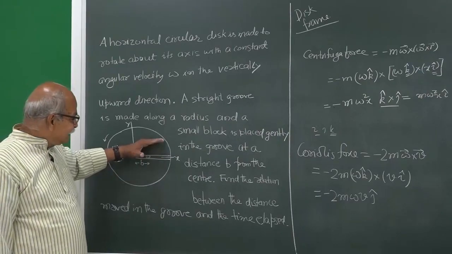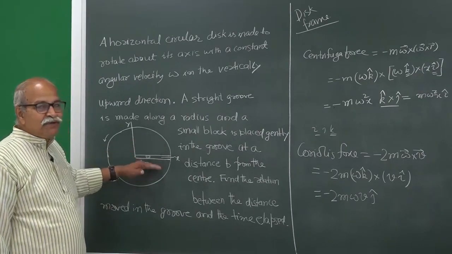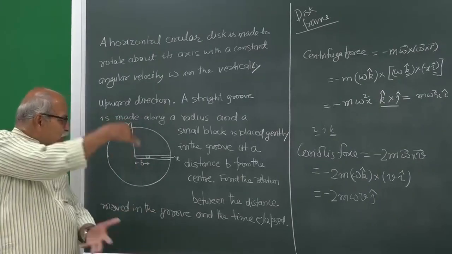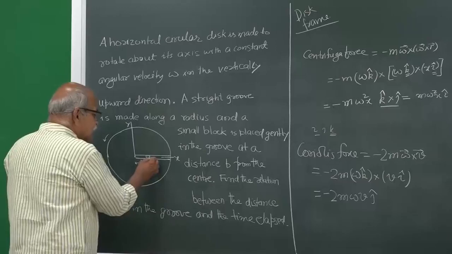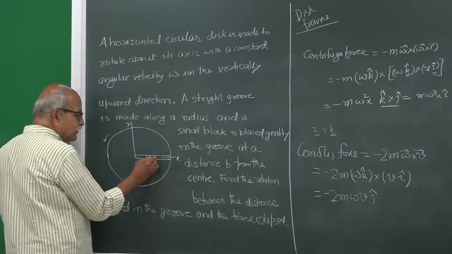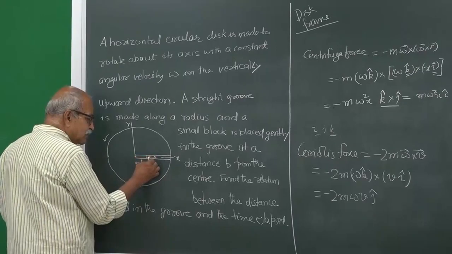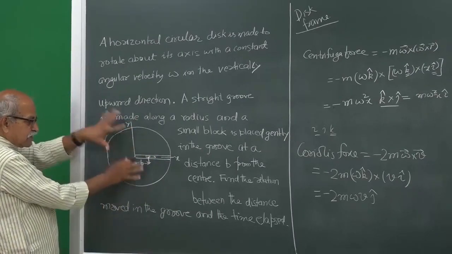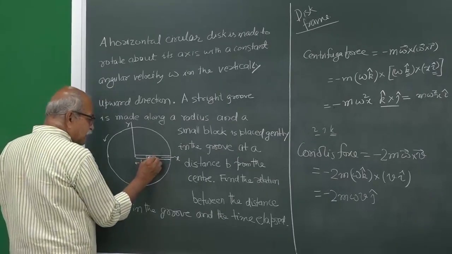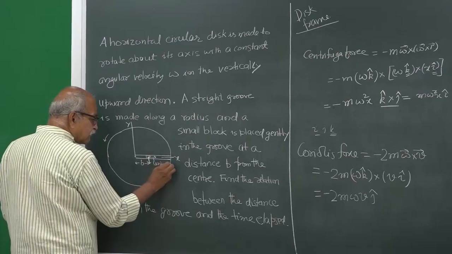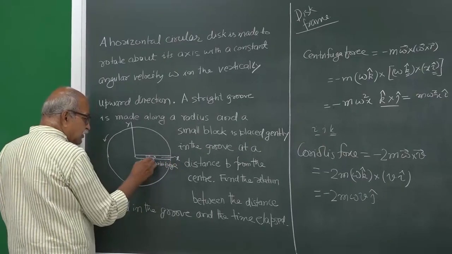But in the negative y direction, there is no motion because of the groove walls, and hence you have yet another force by the wall. This is the centrifugal force, this is 1, and this is the Coriolis force, this is 2. Remember, this is horizontal, I am drawing everything in the horizontal plane. So, this is your centrifugal force, and this is the Coriolis force.